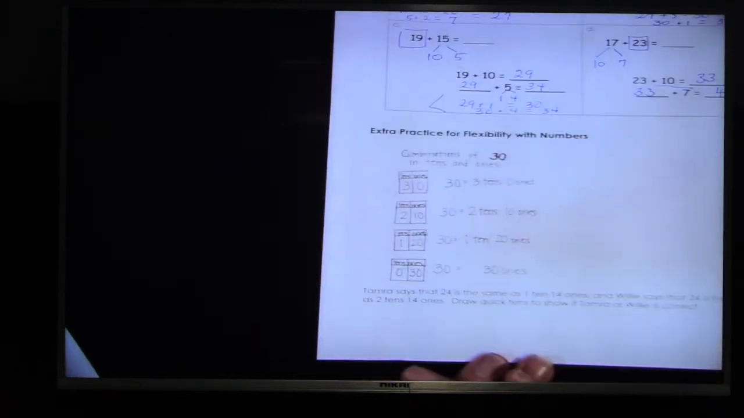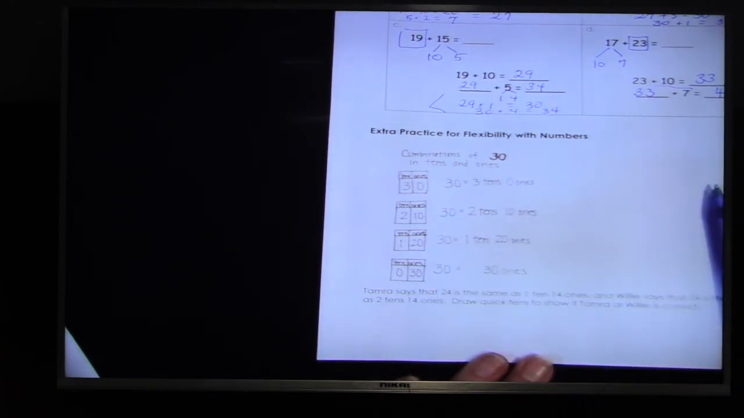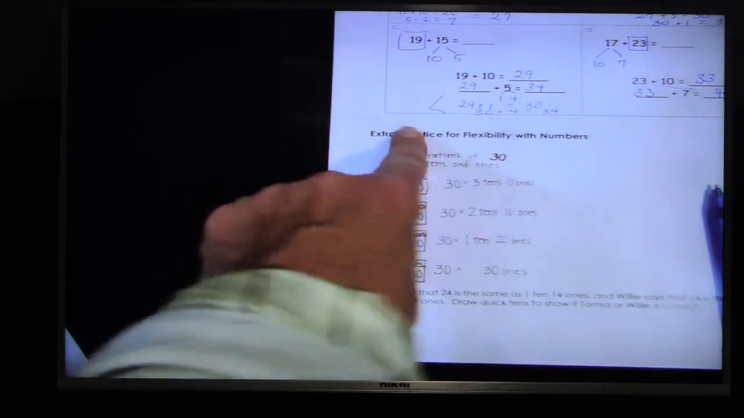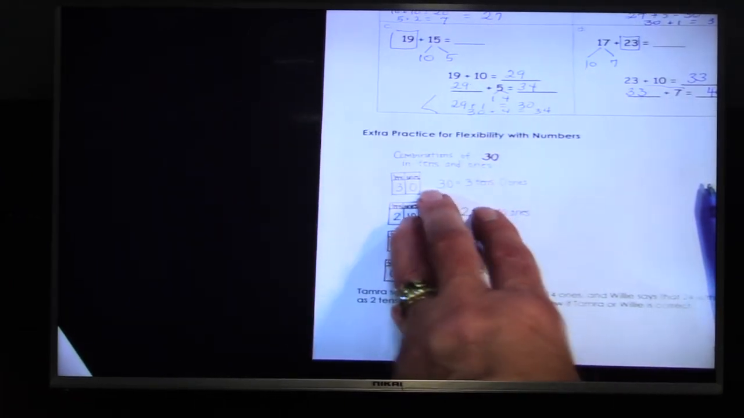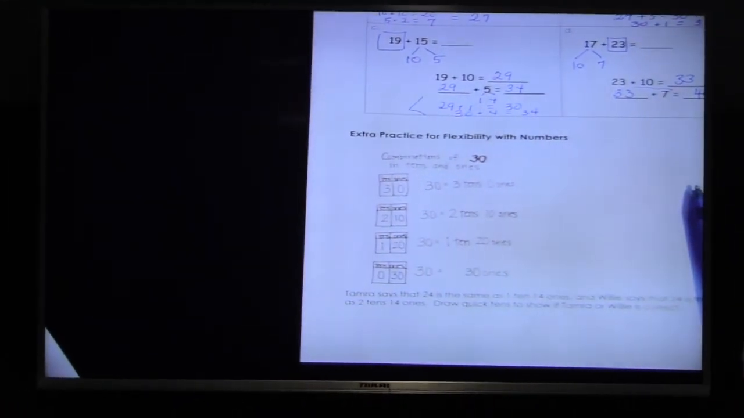Last thing I wanted to add on here. Oh, really last thing. This idea that 30 is 3 10s and 0 1s, 2 10s and 10 1s, 1 10 and 20 1s, and 30 1s. The reason I put this here is this is a game you can play in the car. You can be looking at numbers on license plates and say, how many 10s are there? How many 1s are there? And see what sort of different numbers you get.